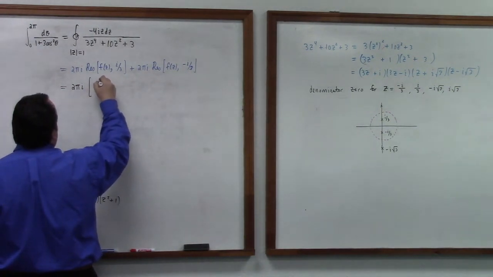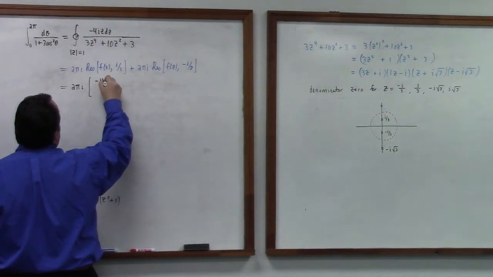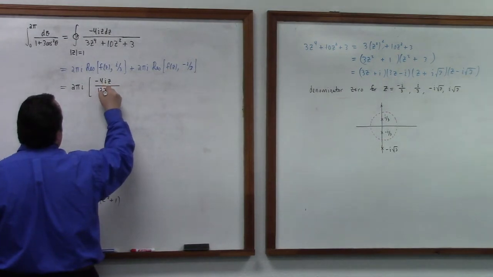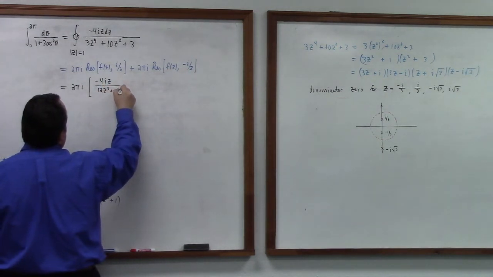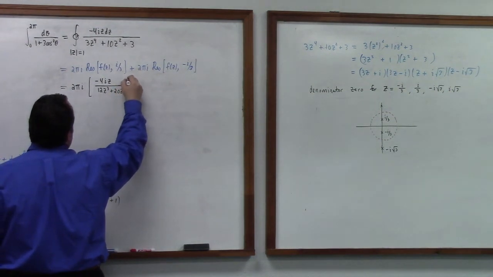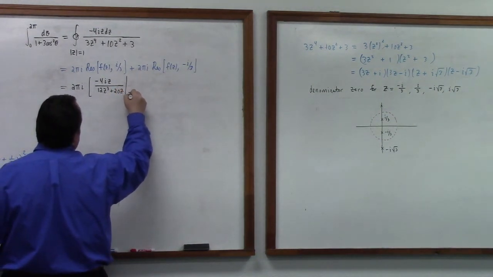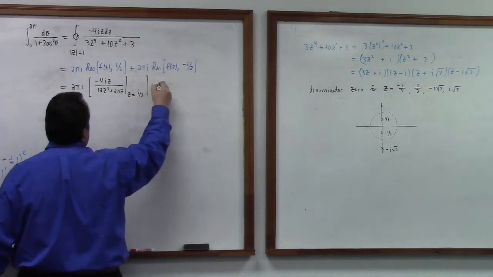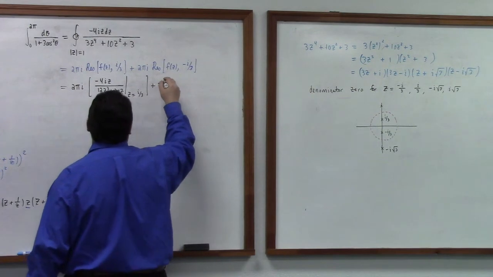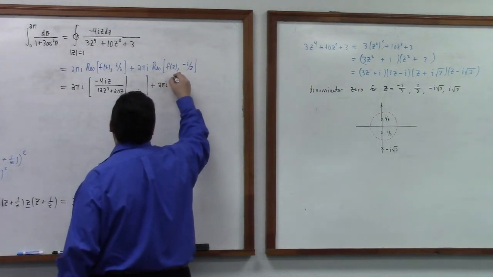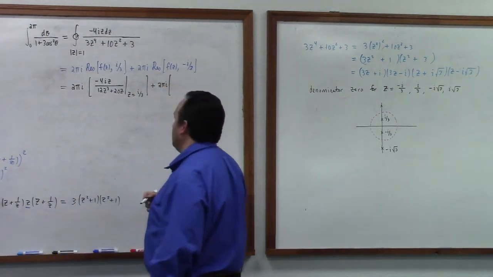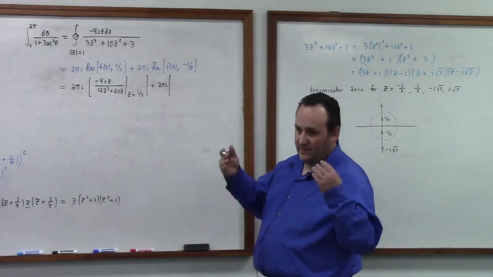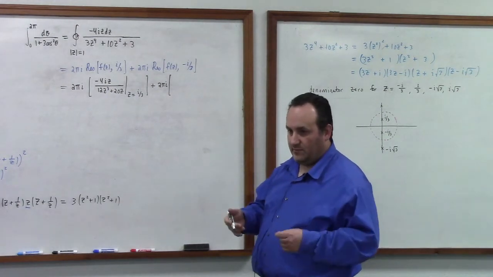I'm going to write it this way: minus 4iz divided by 12z cubed plus 20z. You take all of that and you evaluate at z equals i over 3. That's rule 3. Rule 3 says you leave the numerator unchanged and you take the denominator and differentiate it. This only is legitimate if it is a simple pole.